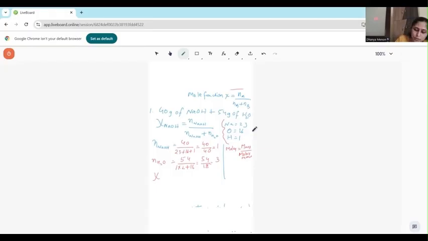Now, can we use this formula? So number of moles of NaOH, how much is it? Is it 1 over? What is the total number of moles? 1 plus 3. So 1 by 4. This is our answer, right? Which is equal to 0.25.